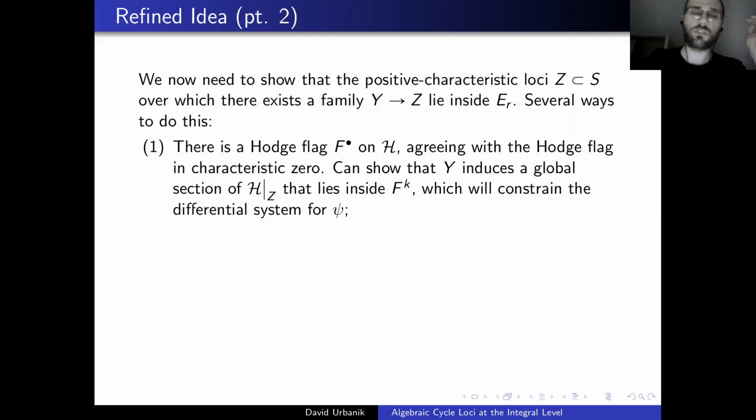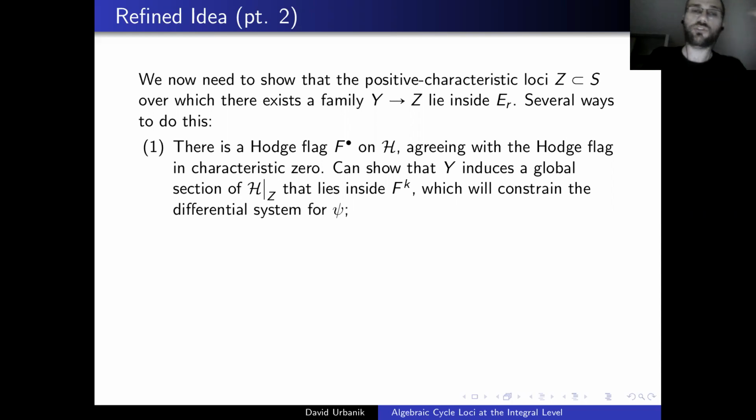So there are several ways to do this. There's at least two ways to do this. One is that there's this Hodge flag on the algebraic de Rham cohomology that I was talking about. And you can actually show, for example from the usual Chern class theory, that if you have a family of algebraic cycles, it's not just that they induce a global section of this algebraic vector bundle, but they induce a flat section which lies inside the so-called middle filtered piece, or it lies inside F^k, where the weight of the filtration on H is 2k.